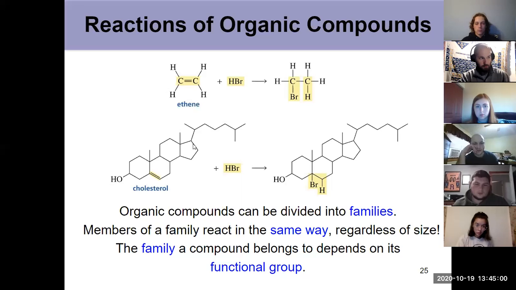Even though those molecules are incredibly different from one another, the fact that they both have that double bond there makes them react the same, regardless of their size. So that's why they're in the same family, because they have the same functional group in this case, and they're related to other functional groups. So you can think about the alkene as being one member of the family, and then it has its cousin, the alkyne.